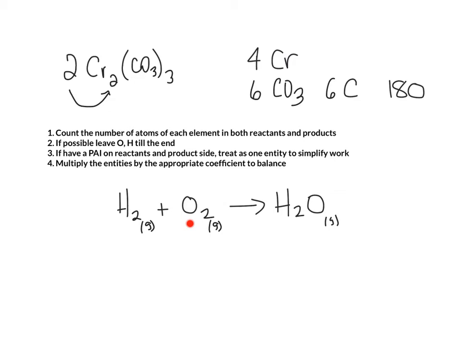Then we have 2 oxygens on the left of the arrow, and we have only 1 oxygen on the right. So we have to increase the number of oxygens on the right-hand side. To do that, we need to multiply by a coefficient. So we're going to multiply by 2, so that we now have 2 oxygens to balance these 2 oxygens.